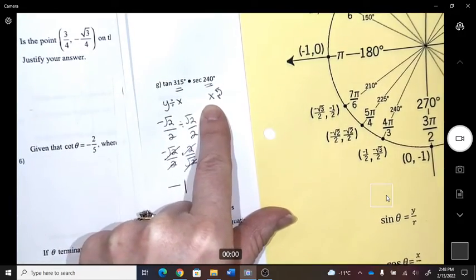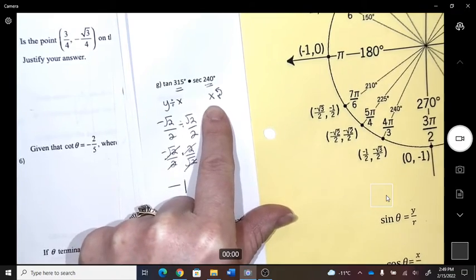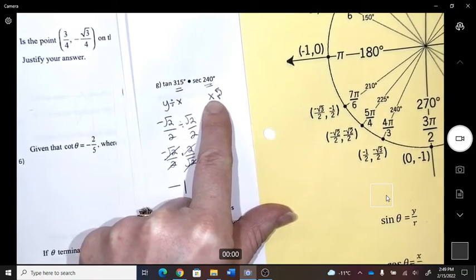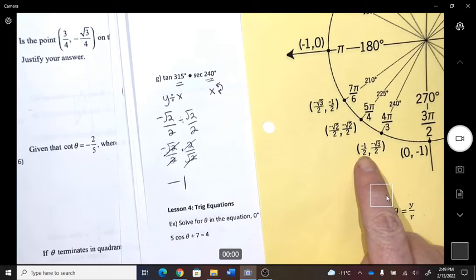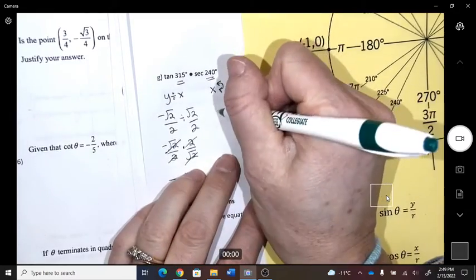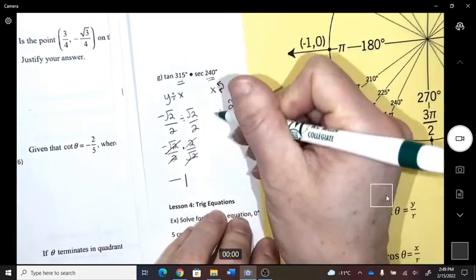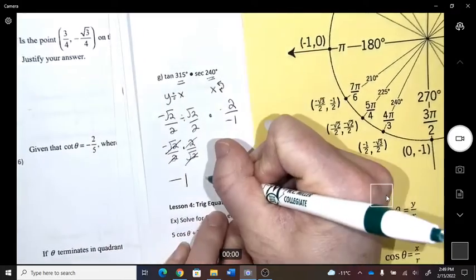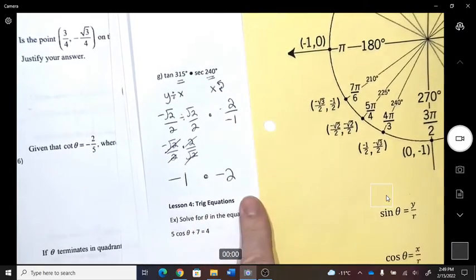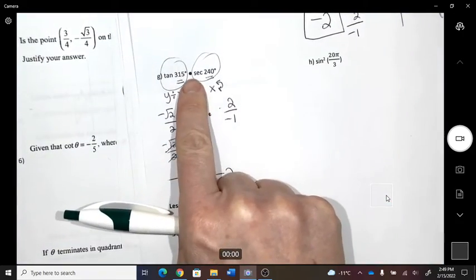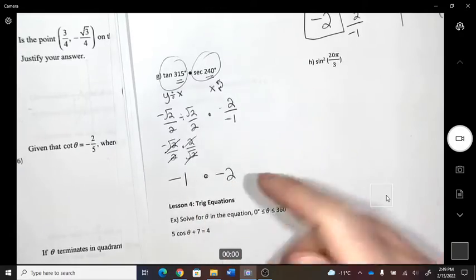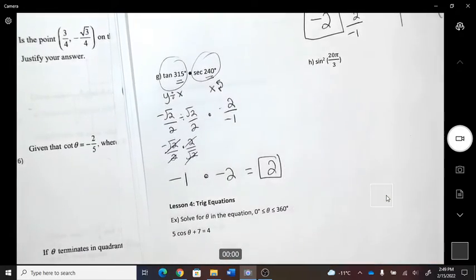Cos is x over r, but the r is irrelevant. So I'm going to take the x value, because it's cos, and flip it. So at 240, here's the x. We just did this one, right? What happens if I flip the 2 to the top, -1 to the bottom? So that was -2. Okay, now we did this, we did this. Now this says times them together. So what's this times that? +2.